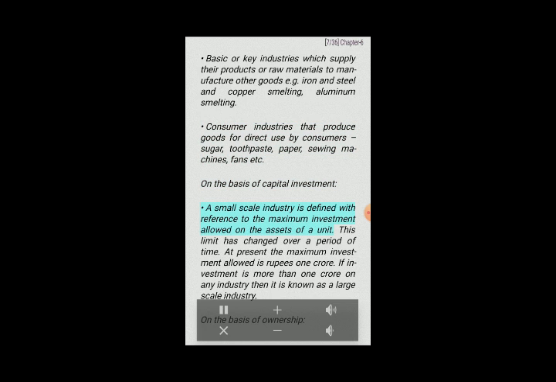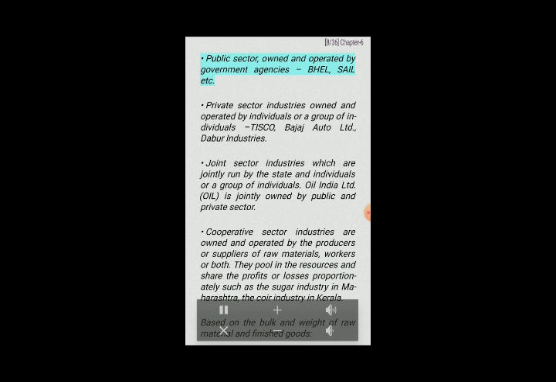On the basis of capital investment. A small-scale industry is defined with reference to the maximum investment allowed on the assets of a unit. This limit has changed over a period of time. At present the maximum investment allowed is rupees 1 crore. If investment is more than 1 crore on any industry, then it is known as a large-scale industry.